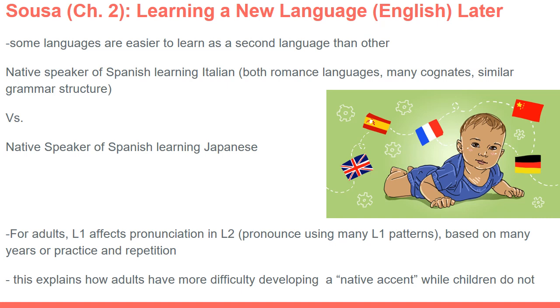So once again, some languages can transfer easier than others. We kind of talked about that already. We talked about pronunciation, so I'm not going to go into too much detail, but once again, adults, it's debatable, but many researchers say that adults can still learn language almost as quickly as children. The main difference is the accent. So adults have a much harder time learning the native accent.